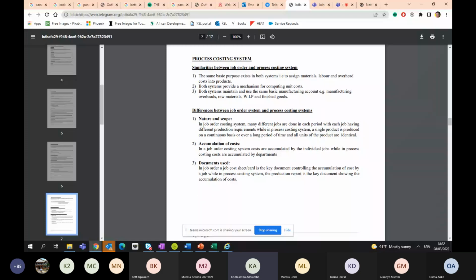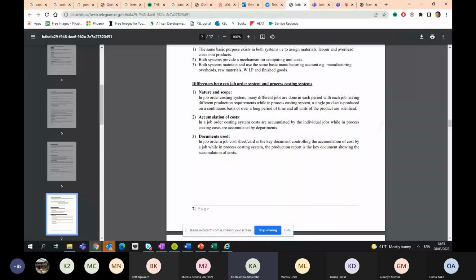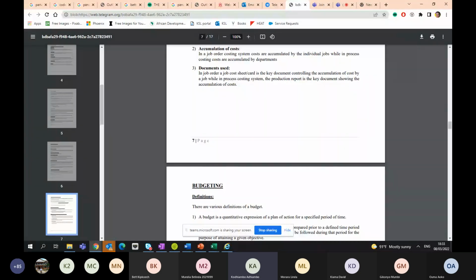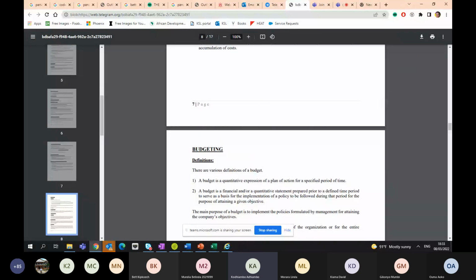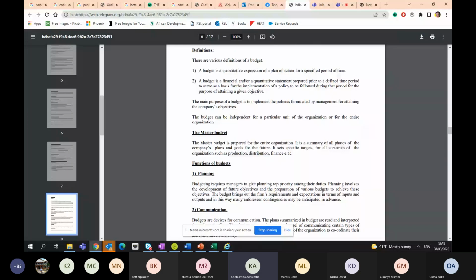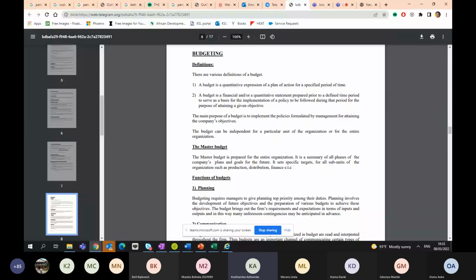So, process costing systems. If we look at the similarities, allow me to skip this because, in terms of time, it's really a repetition, unless someone has a specific question. I can skip that so that we go into the workings, but ideally that part is more of the theory than the concepts that you're going to work on.